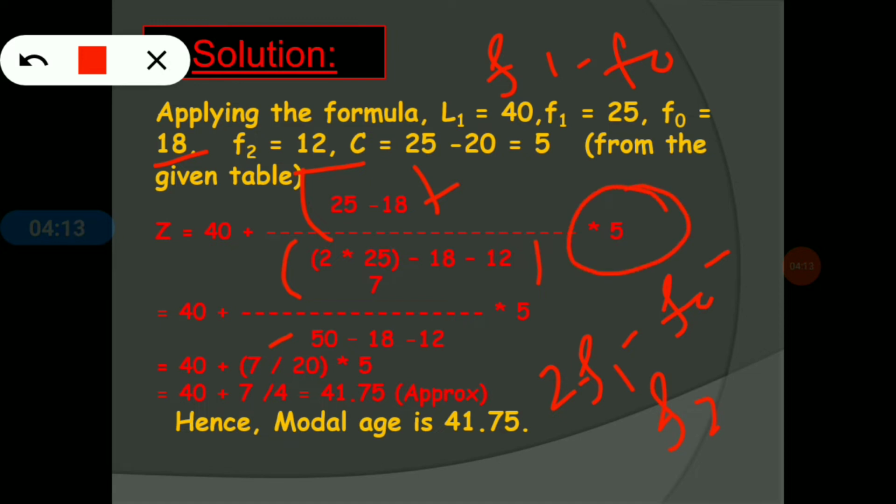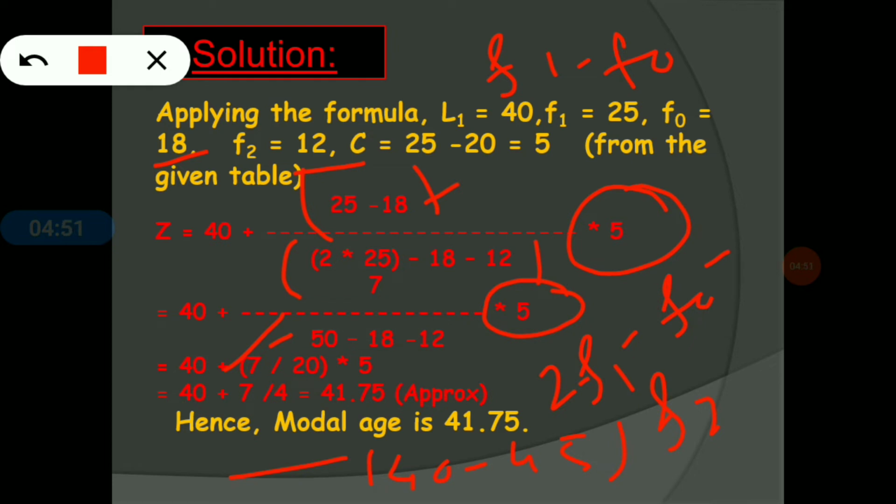5 is the class interval of the modal class. So the modal class is 40 to 45. So 45 minus 40, the difference is 5. So that's why 5 is the class interval of the modal class. So that's why C equals 5, which is multiplied by that value. So 40 plus 7 by 4, which is equal to 41.75, which is the value of mode for this particular example. I think this is clear.